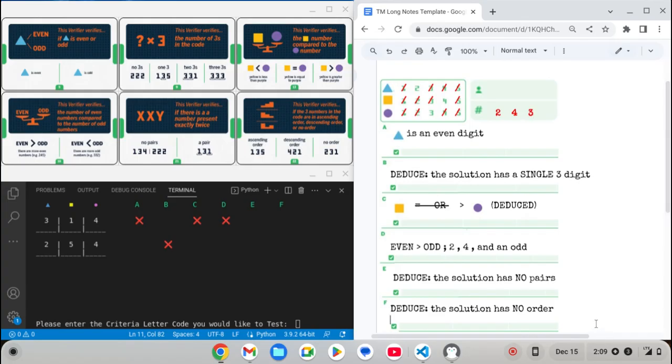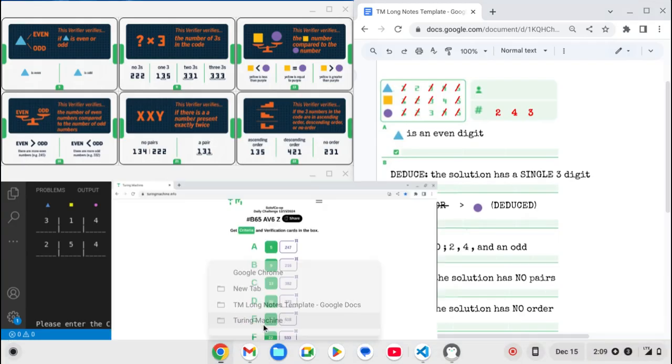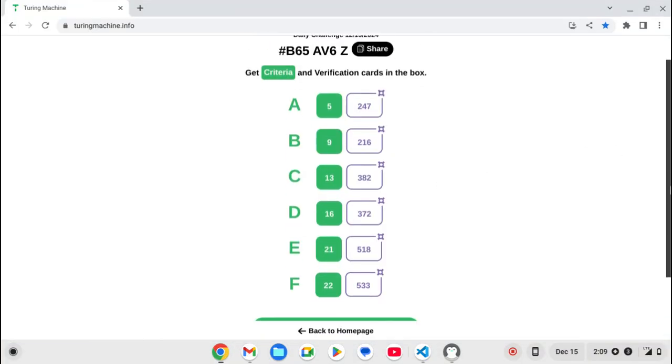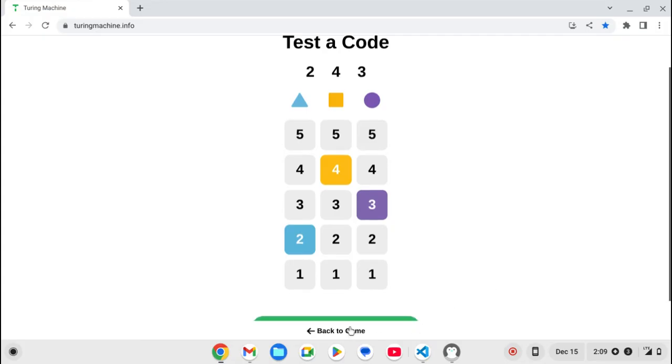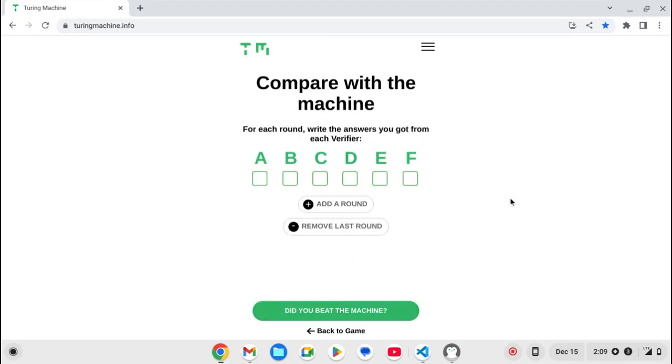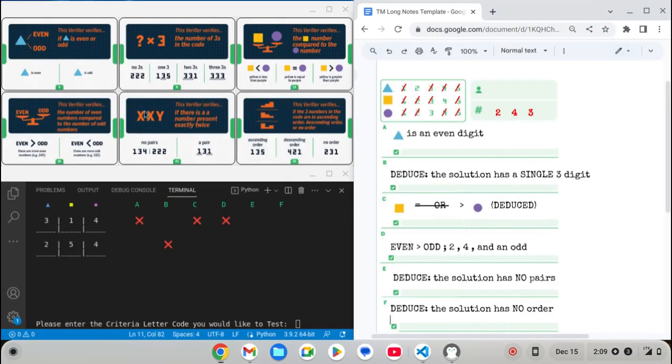Well, let's go verify that 2, 4, 3 is correct. Fantastic. Okay. Well, how do we do versus a Turing machine? Well, this puzzle is a 6 criteria card puzzle, and we did only 4 tests. They were all wrong, though. Interesting how even incorrect answers will lead us to the correct answer. Fascinating. Okay, well, let's type it up.